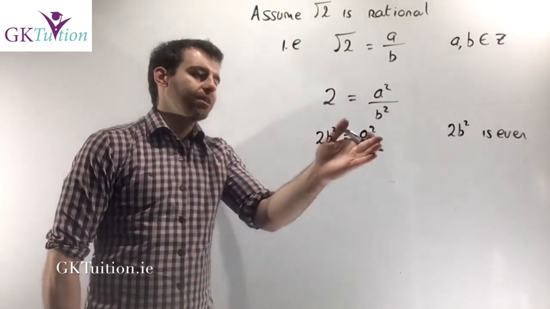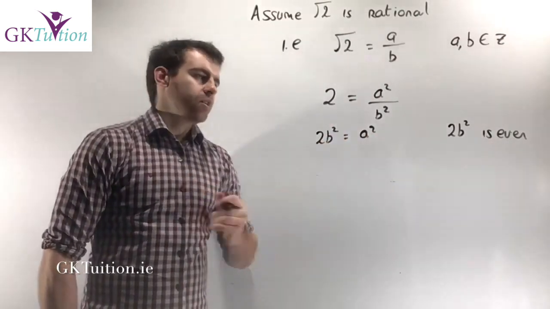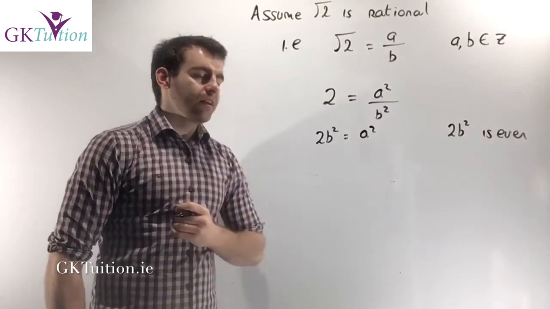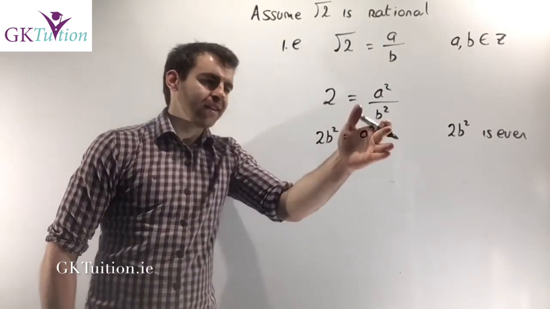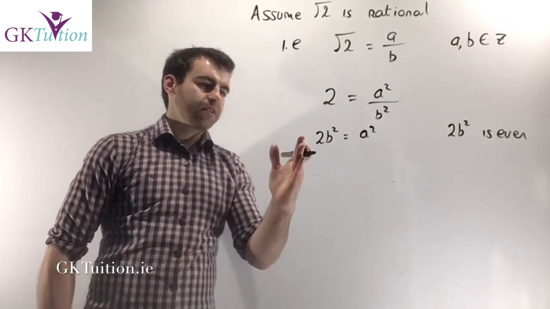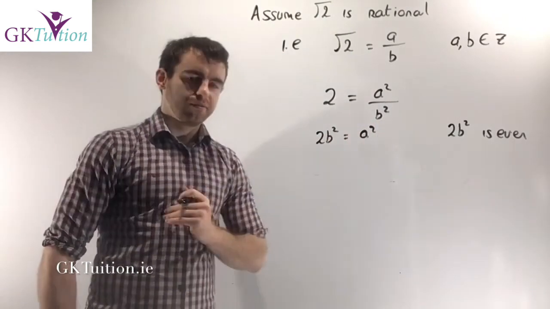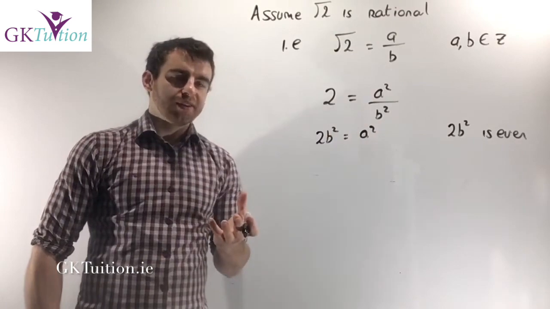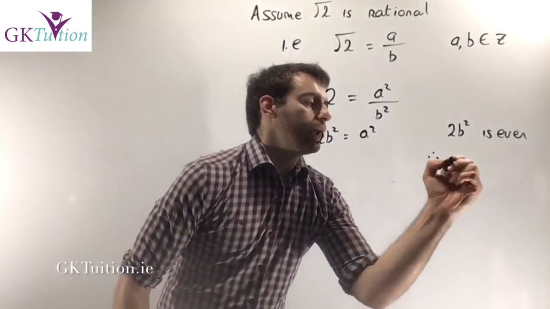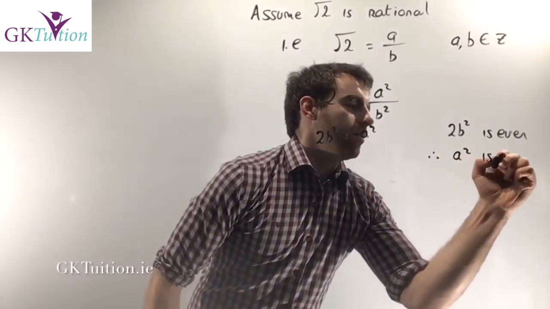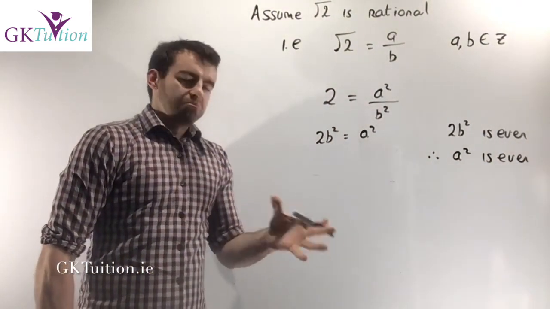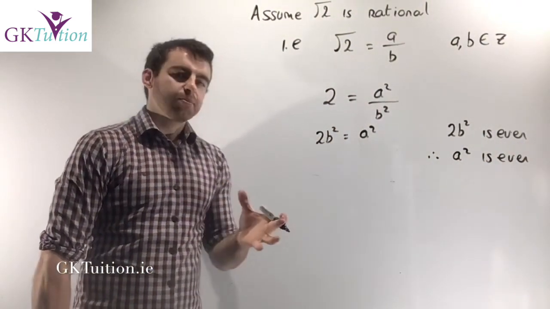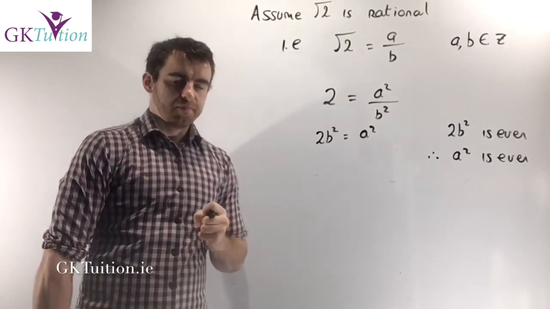Now 2b squared is equal to a squared. So if I can say that 2b squared is even, then a squared obviously needs to be the same as that. Like if this is a 10, then the right-hand side needs to be a 10. If it's 14, it has to be equal to 14. So if 2b squared is even, I can also then conclude that a squared is even. Now, I think usually students have no problem with that. It makes perfect sense that a squared is even.